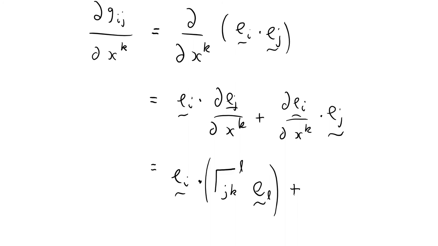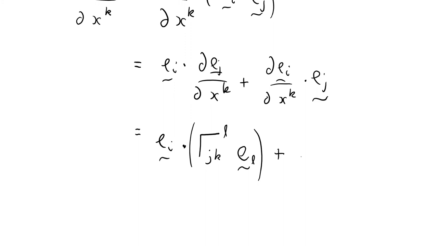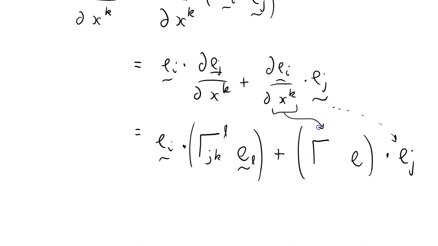Plus, we've got the same thing here. We've got a Γ e in brackets dot e_j. So that e_j is this one here. This term is that term in there. That term's that one there, and this one's this thing here. We've got an i and a k on the bottom, and I guess I can call it an l again, so long as we don't get too confused about that.